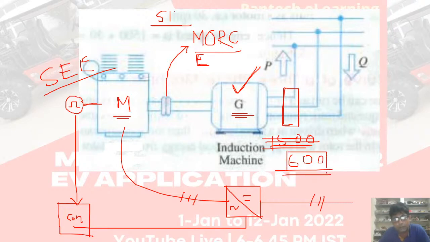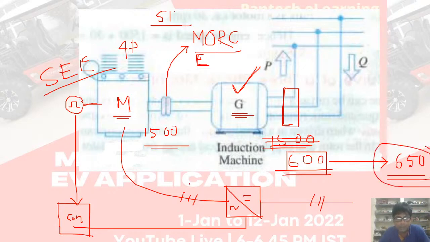Okay, and you can take this machine, a 4-pole machine, so this speed is 1500. Okay, say this machine, this induction machine working as a generator, will deliver the rated current and push it to the grid once the RPM is 650. Say for example, a typical value I am taking.